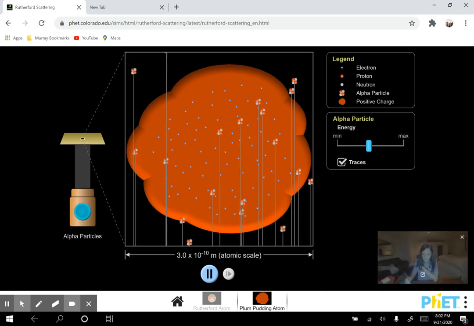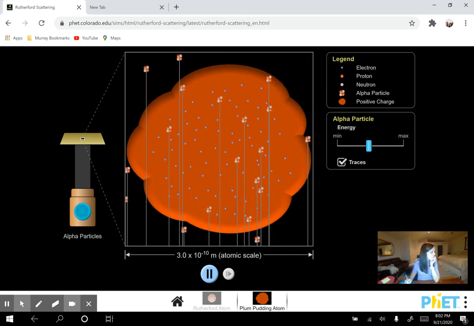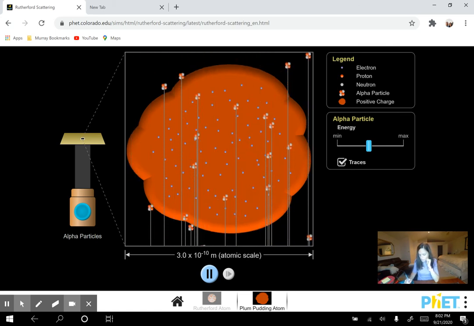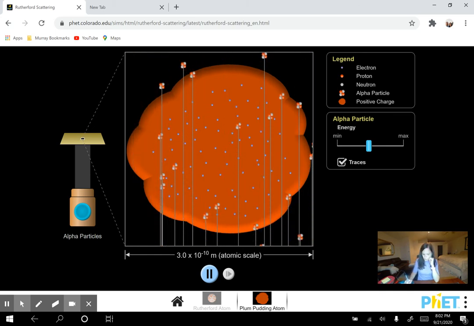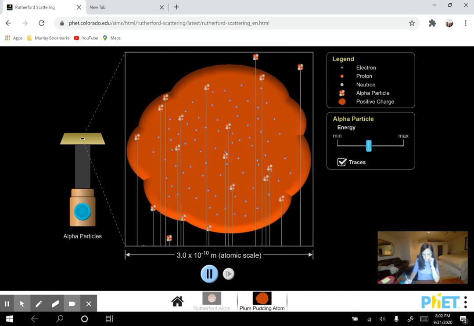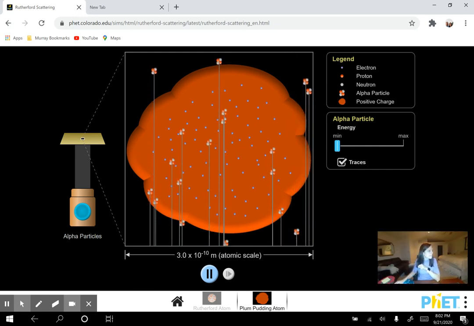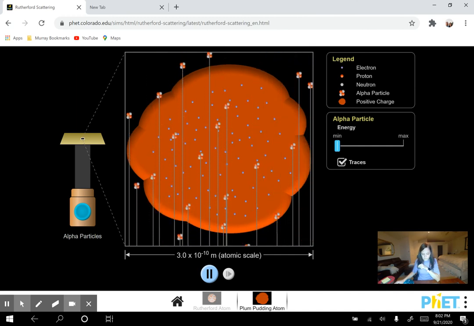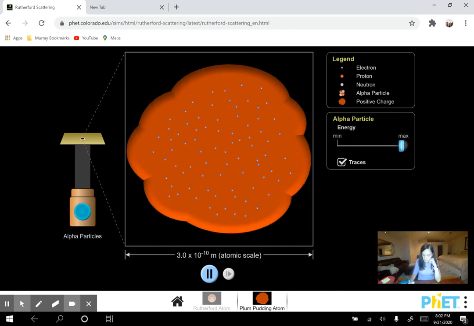I'm going to turn on the tracers so that we can see the traces of these. Okay, so look at the path. Is it different from the Rutherford model? How is it different? Why do you think it's different? Okay, let's minimize the energy. See what that does. And let's maximize the energy and see what that does.